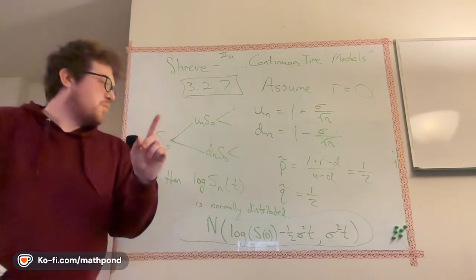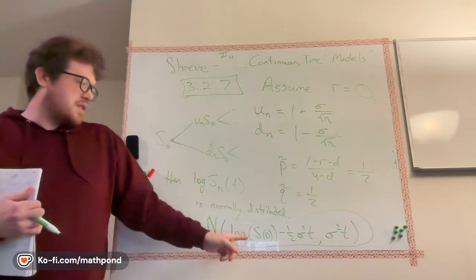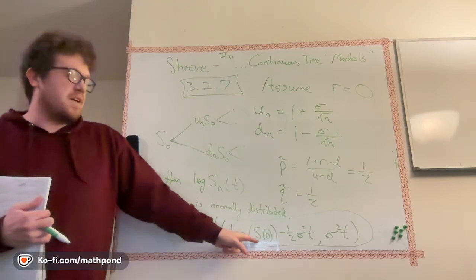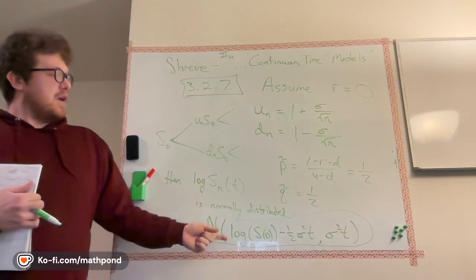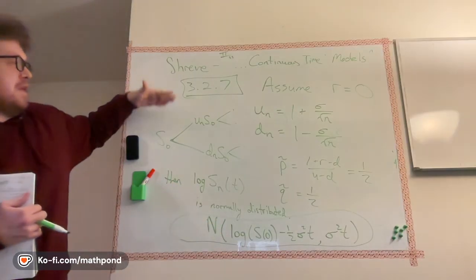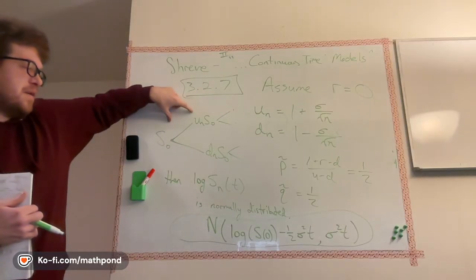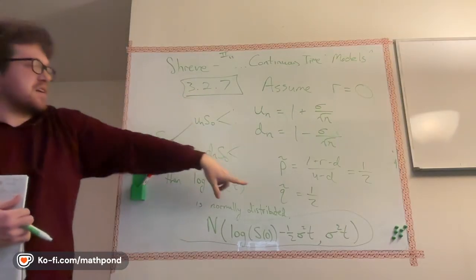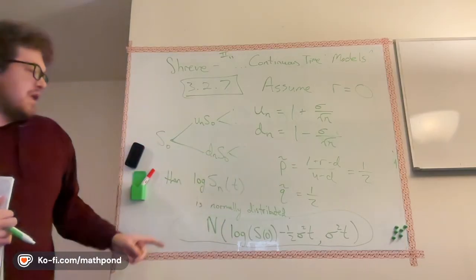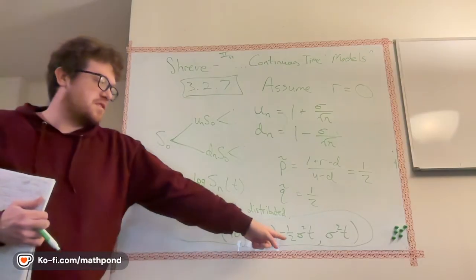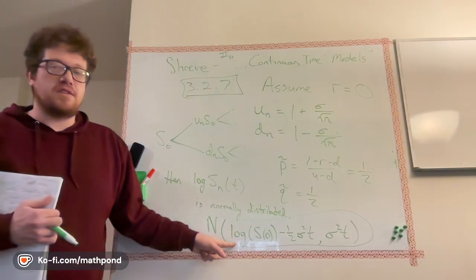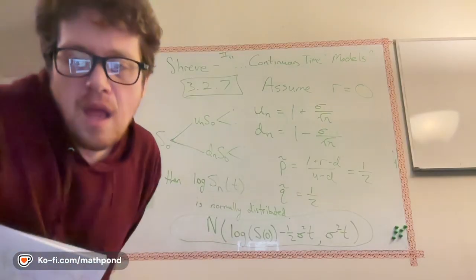So one thing to point out is that it's normally distributed, but the mean is not just the log of S0. Remember we said there's this Jensen inequality. Just because the mean for every period is a mean of 0, because of the 1/2 and 1/2 here, the log variable still has a mean that's pulled down lower than the log of S0. So that's very important here.